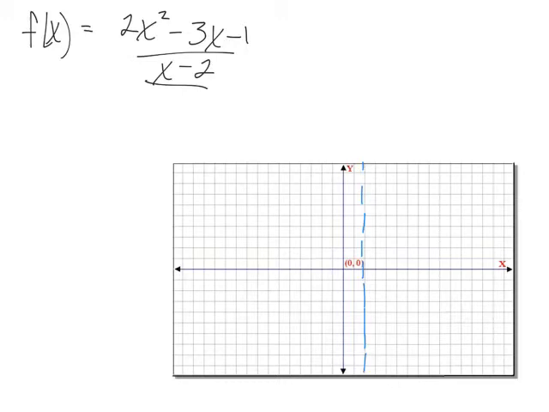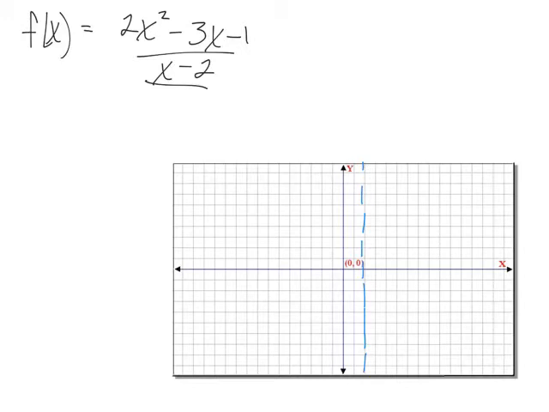Now when I say a slant or oblique, I'm saying we have an asymptote that goes this way. So maybe we get a graph that does this. Okay, it doesn't cross there, but it does something like that. So that's what I mean when I say oblique.